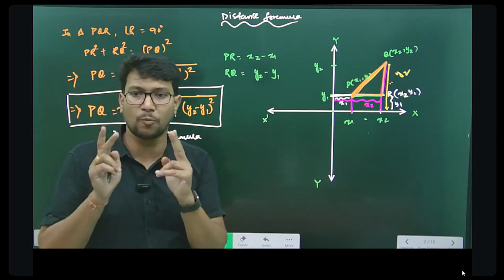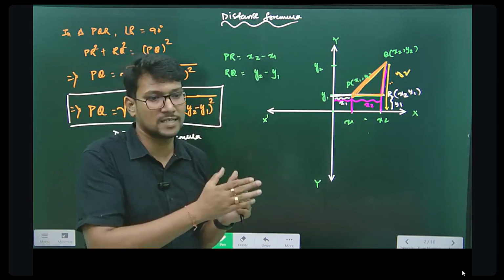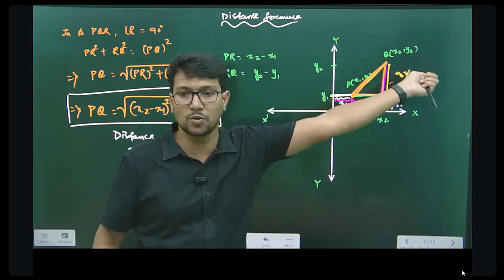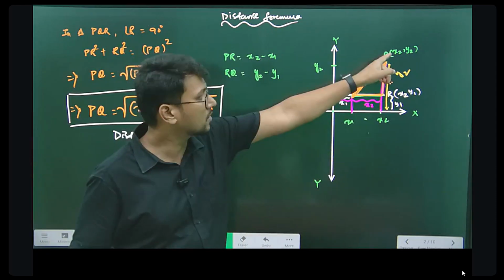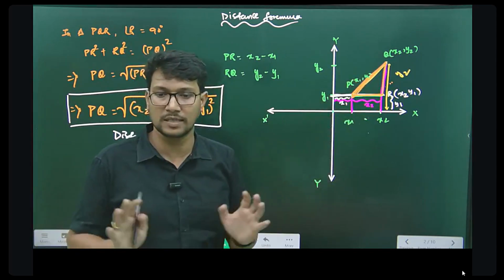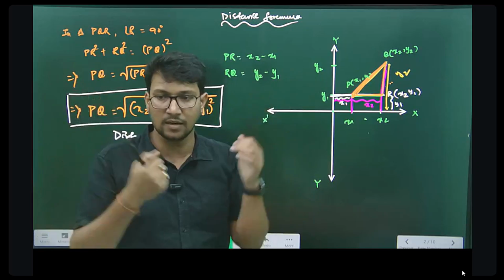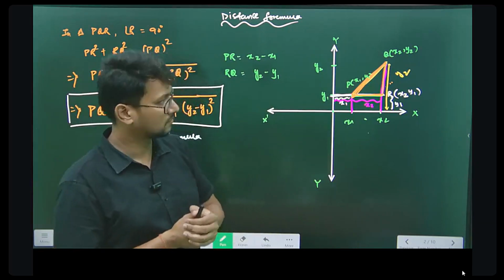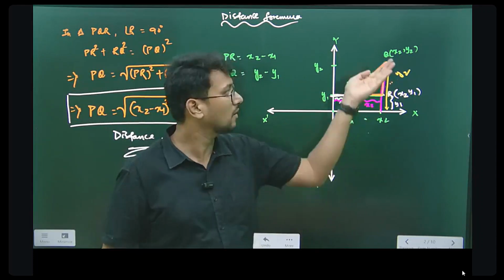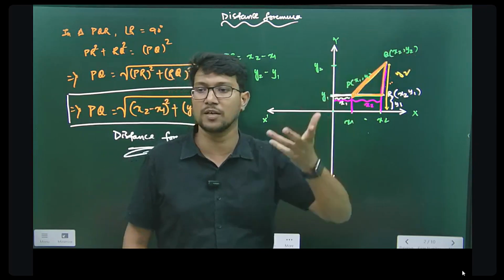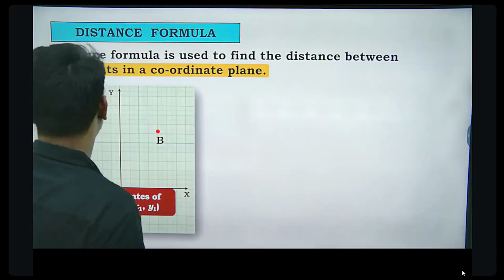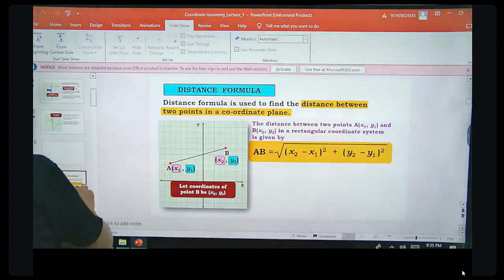Got it? If two points are given, you have to assume one as P, the other one as Q, and P's coordinate is x1, y1, Q's coordinate is what? x2, y2. Our formula is square root of x2 minus x1 square plus y2 minus y1 square. Is that clear? What is the formula? Say it once again, everyone. Square root of x2 minus x1 square plus y2 minus y1 square. Clear, everyone? Okay, ready? Let us see.